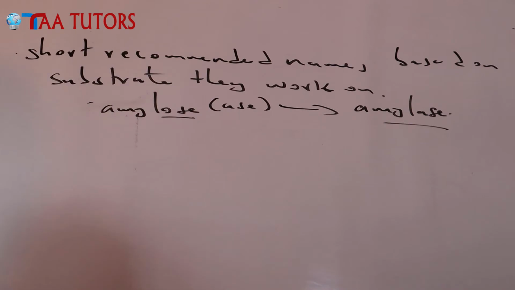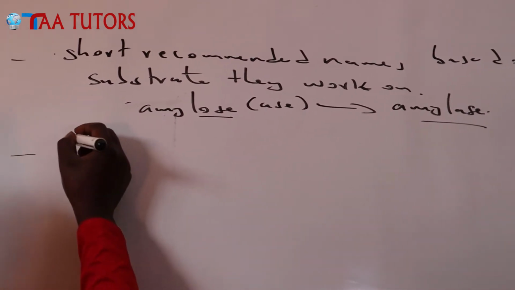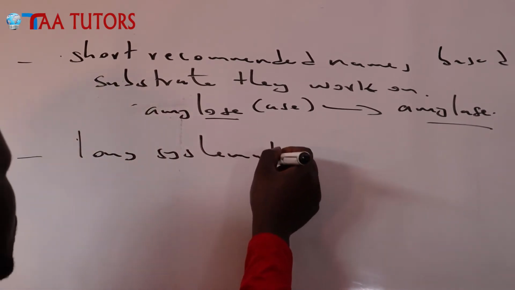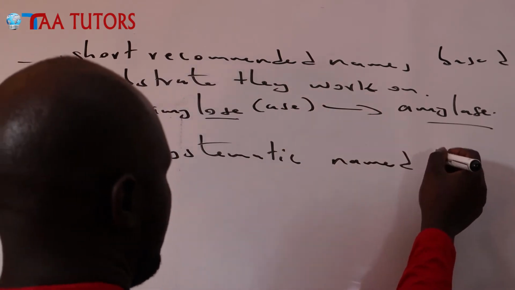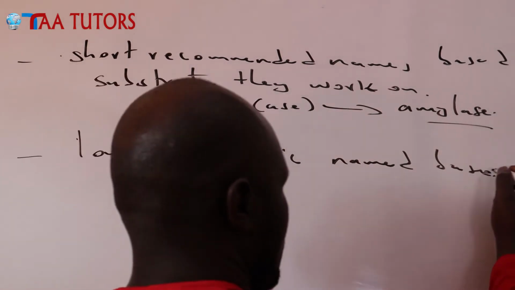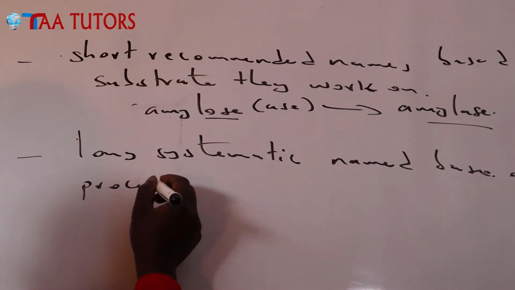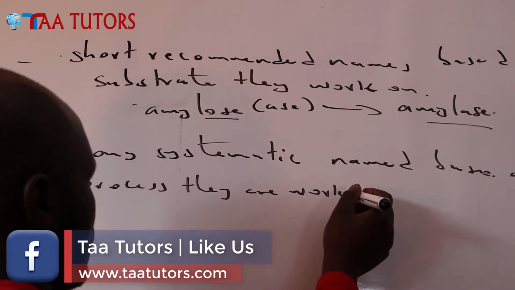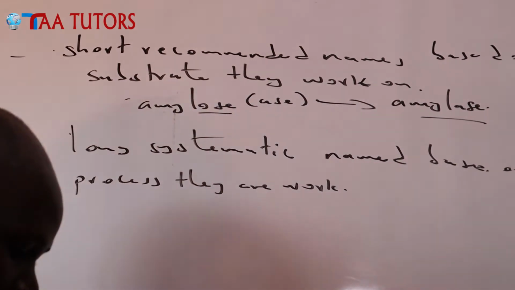Then we can also give them a long systematic name based on the process that they are working on. So that is another way by which we can give the enzyme a name.